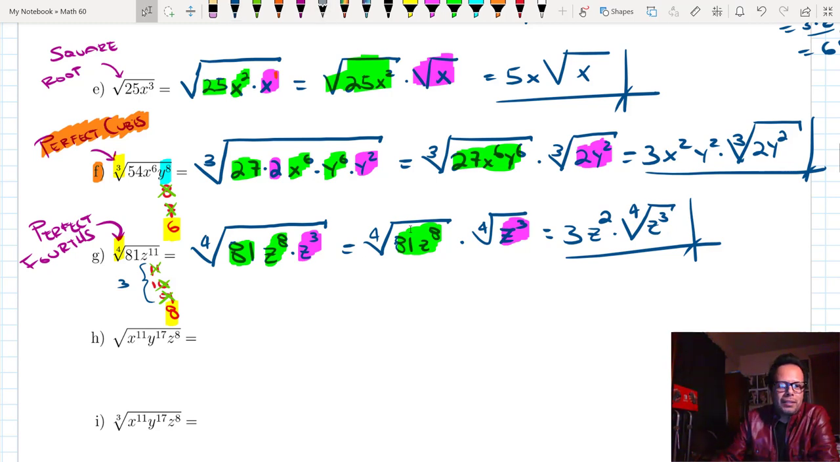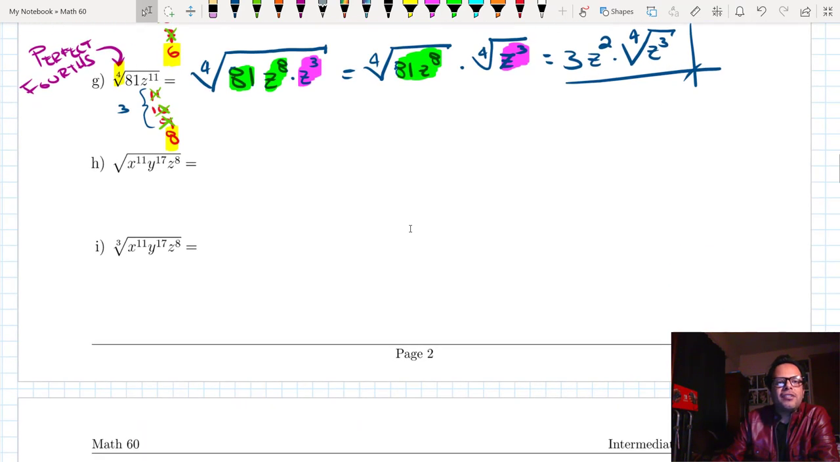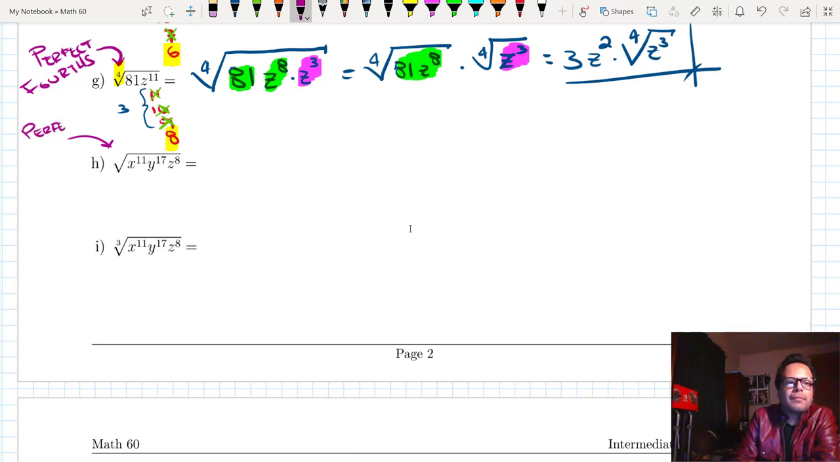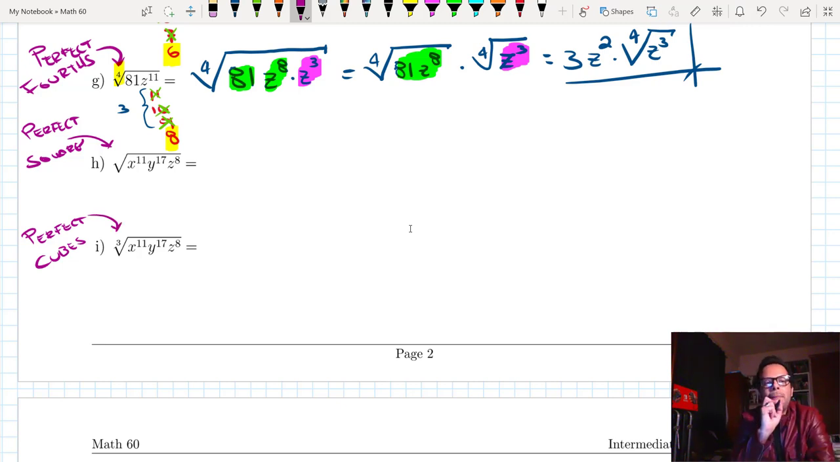All right. Let's look at letter H and letter I. They look almost the same. What's the difference? This one is to look for perfect squares, and here we look for perfect cubes, as the index indicates, right?